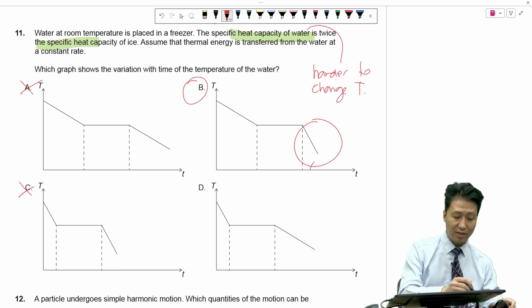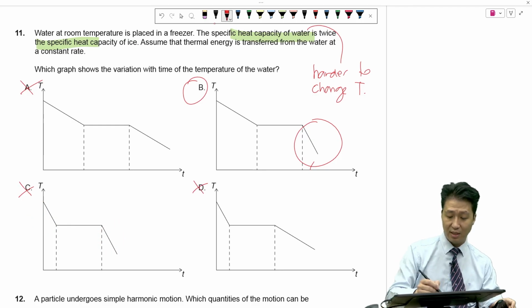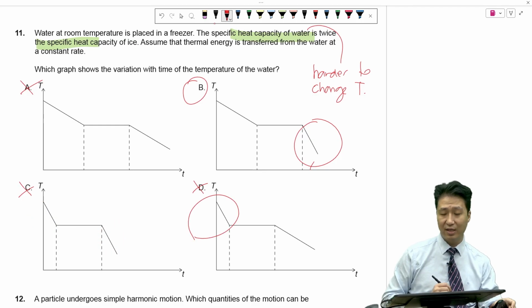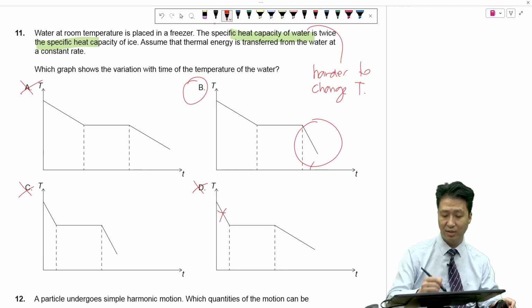Again, C is incorrect because they have both the same slope. It's just as hard to change the temperature of ice as the water. And D, the water having a steeper slope means it's also easier to change the temperature of the water, so it's not going to be D.